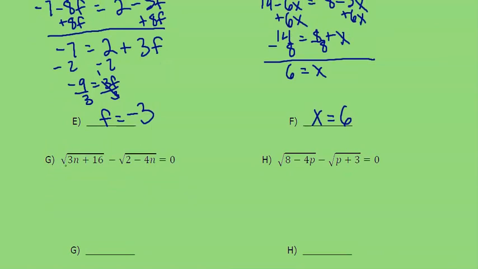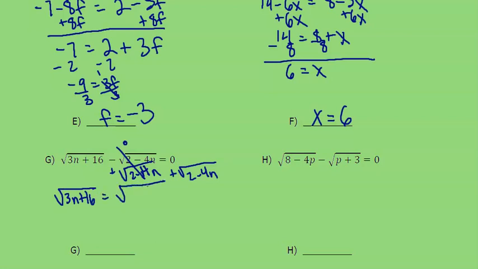G. The square root of 3n plus 16 minus the square root of 2 minus 4n equals 0. The first thing you want to do here is have the square roots on different sides of the equation. So we're going to add the square root of 2 minus 4n to each side. Those give you 0. So you have the square root of 3n plus 16 equals the square root of 2 minus 4n. Exponentiate each side by 2 to get rid of the square roots.